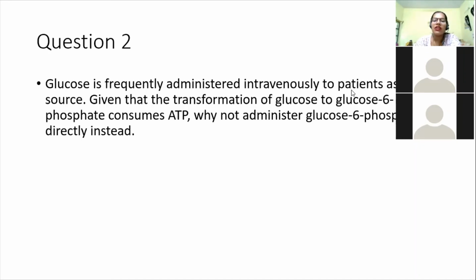So given that the transformation of glucose to glucose 6-phosphate consumes ATP, why not administer glucose 6-phosphate directly instead? It's a good question, right? Why make your body convert glucose to glucose 6-phosphate? It is better to give glucose 6-phosphate directly. So what will be the answer for this?